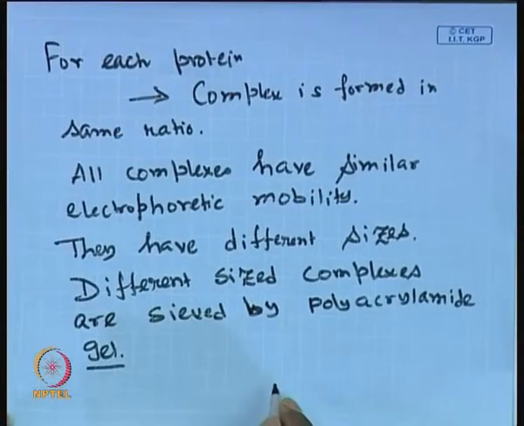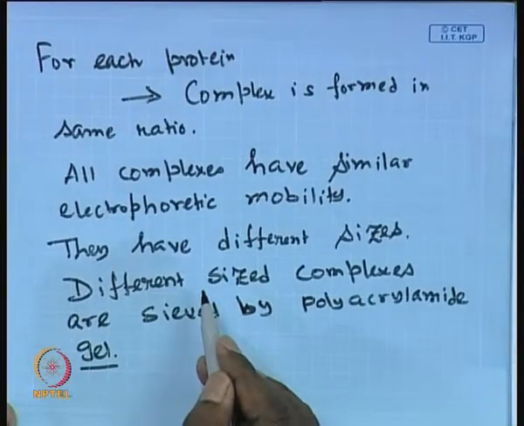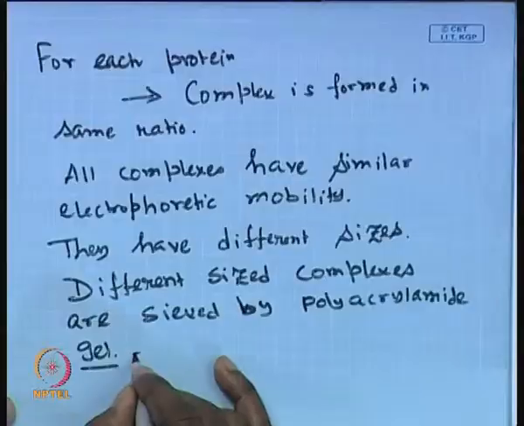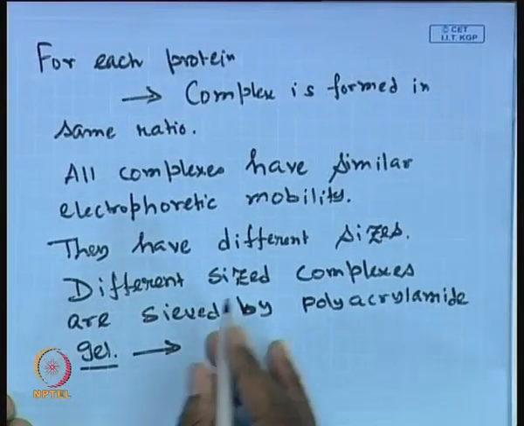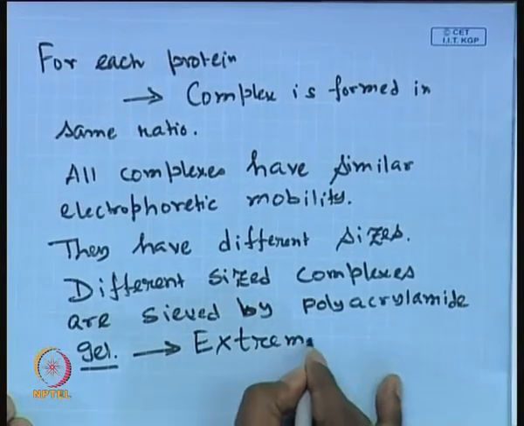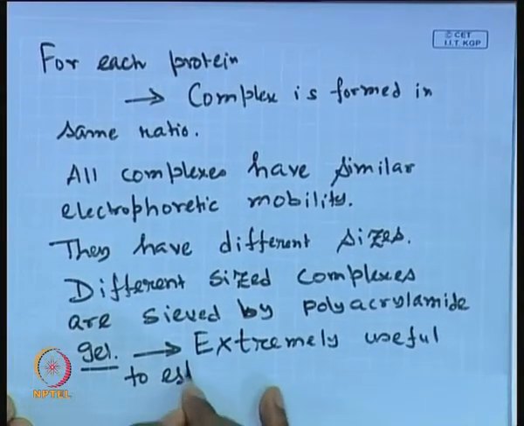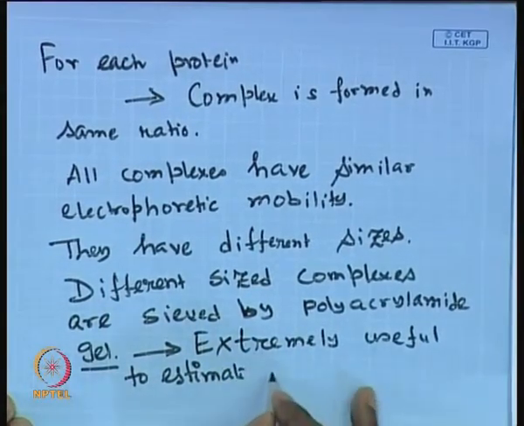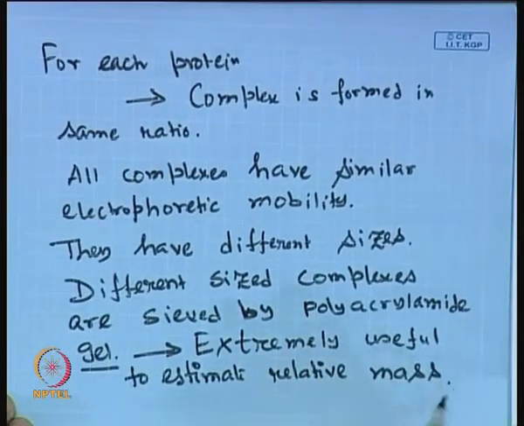Okay. So, this is the basic principle. In SDS PAGE the value of electrophoretic mobility does not play an important role; only the molecular weight and the size of the species play a very important role. This method is extremely useful in determining and estimating the relative mass of the protein particles.